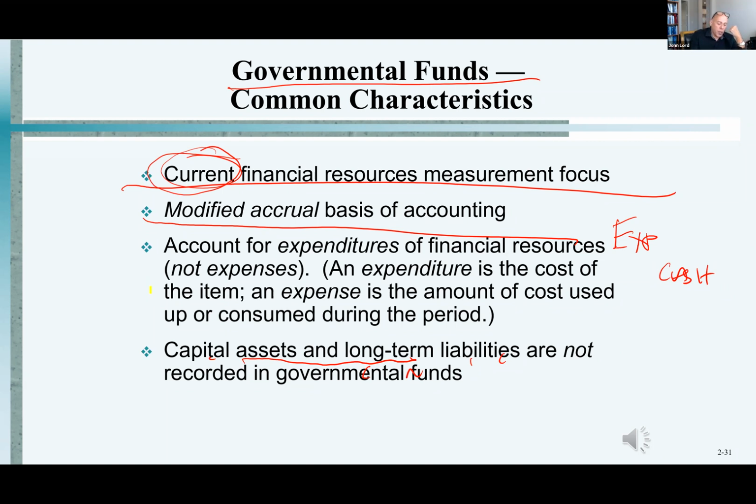And so we've already talked about that we don't have any long-term liabilities. We don't have any long-term assets. It is what? Current items only. And we give you the classic big difference between modified accrual and full accrual right here. If you purchase a long-term item, say you purchased, I think we used a steamroller as an example.